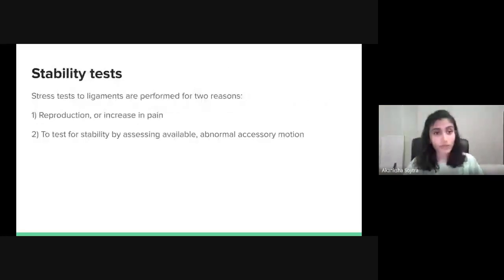So, why are we doing these stability tests? Why do you want to stress test these ligaments? Mainly to know if the ligaments are torn, and there are 2 reasons: you see an increase in pain when you stress test. Also, to test how stable they are, which grade they are in, and whether there is an abnormal accessory glide or motion.